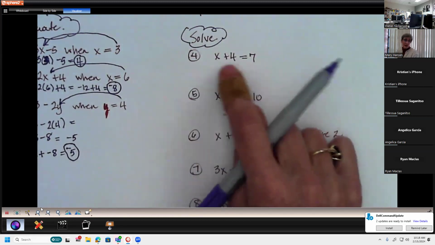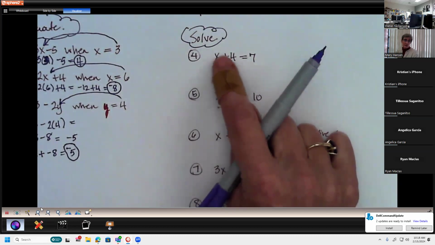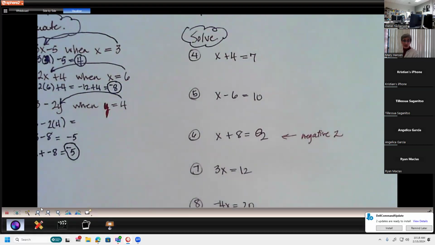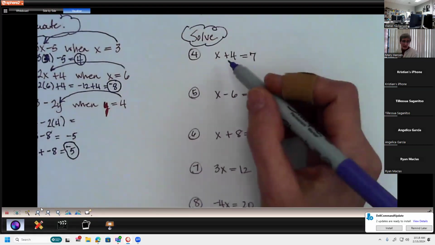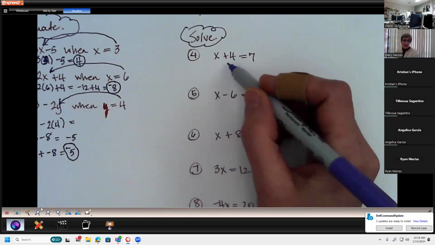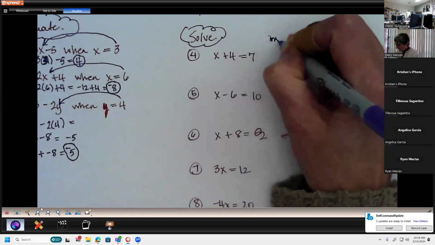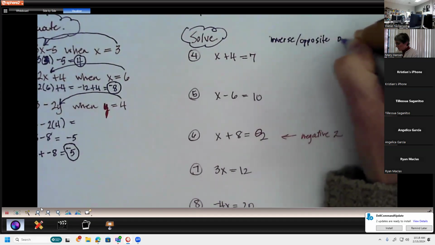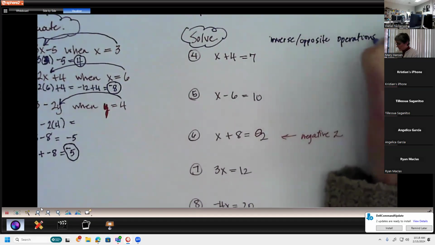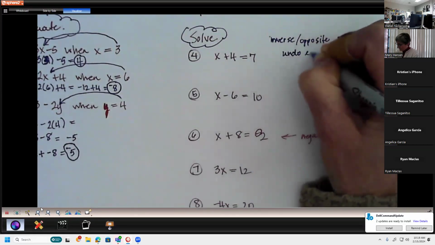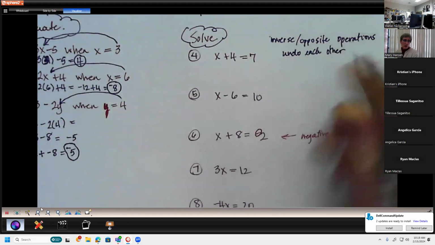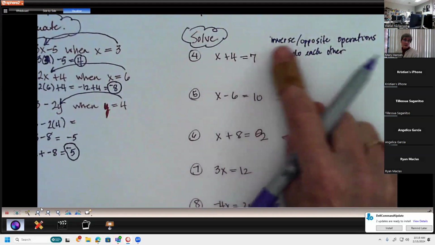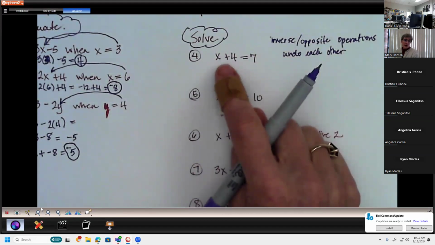So we're going to start with a simple one that I hope you're convinced X is 3, because 3 plus 4 is 7. But I'm going to show you how we would do it algebraically so that as the problems get more challenging, you have a method. And we talked on Tuesday about opposite or inverse operations. And those are operations that undo each other. So subtraction undoes addition, or they are inverse operations or opposite operations.